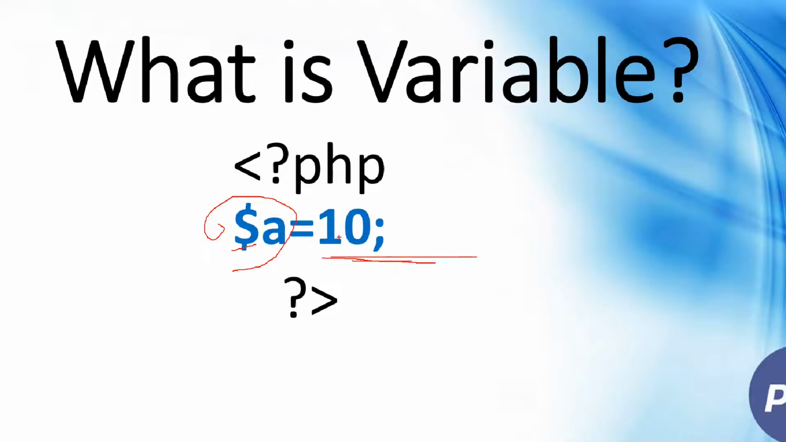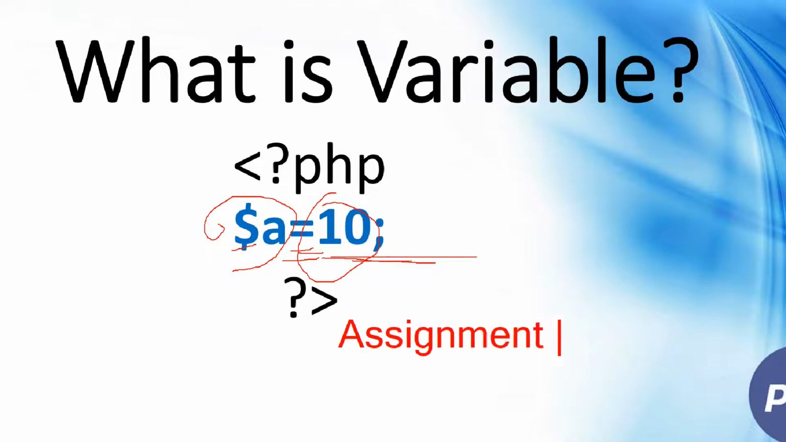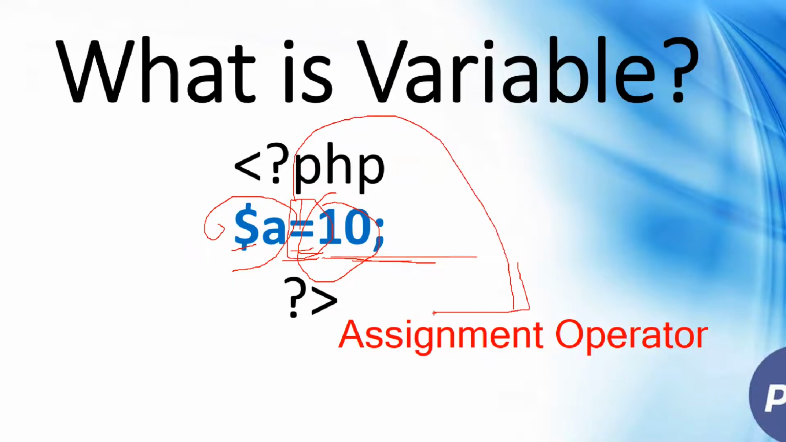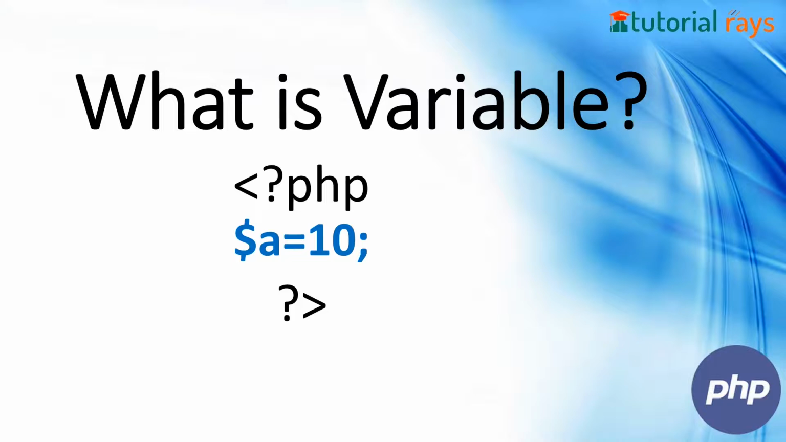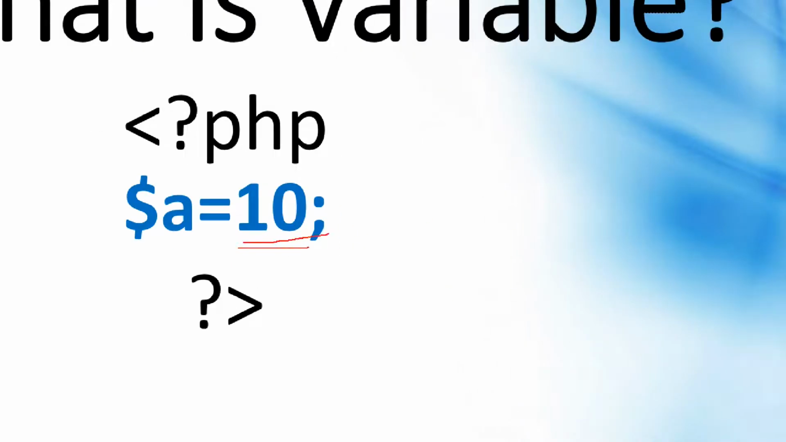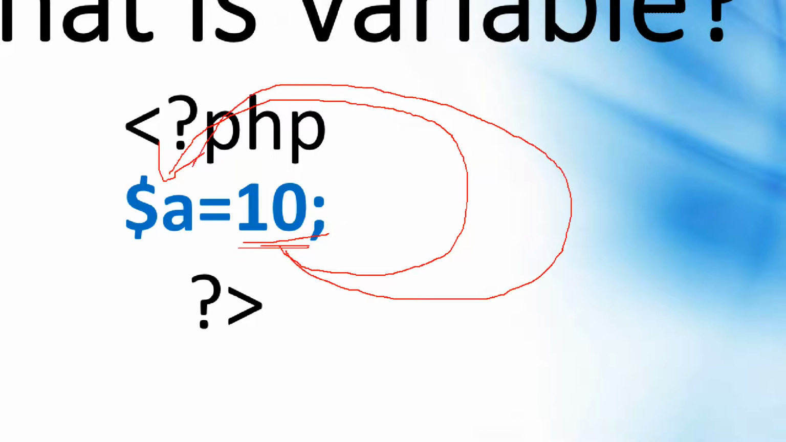So we declare $a, and putting an initial value here, 10, is called initialization. This equals sign is called the assignment operator. We will discuss operators in a further video, but for the time being, you should remember that this equals sign in this case does not mean equal to, rather it is called the assignment operator. Why is it called that? Because the value on the right hand side is assigned to the left side. That is why this is called the assignment operator.